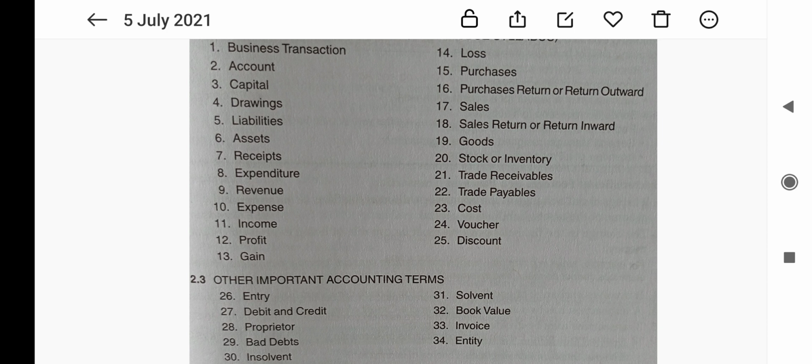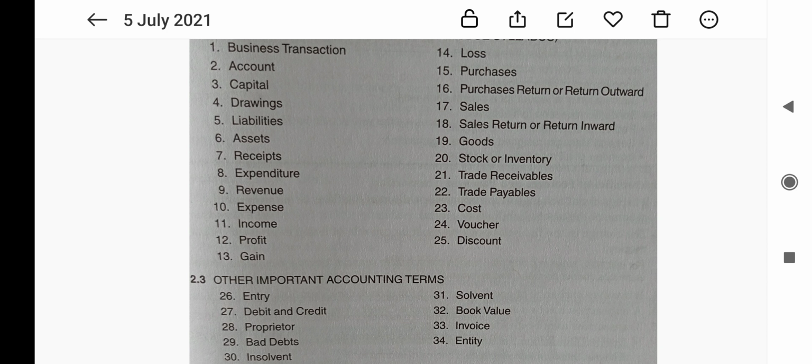Then the next term is gain. It is a monetary benefit, or a profit, or an advantage that arises from transactions which are incidental to business. Gain is a profit of irregular nature.